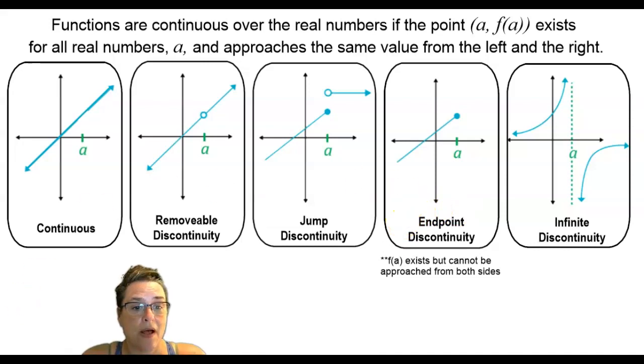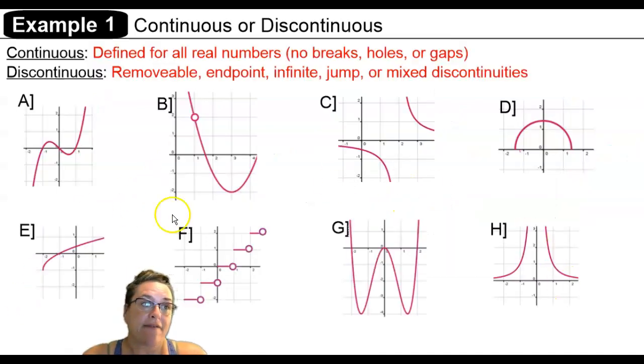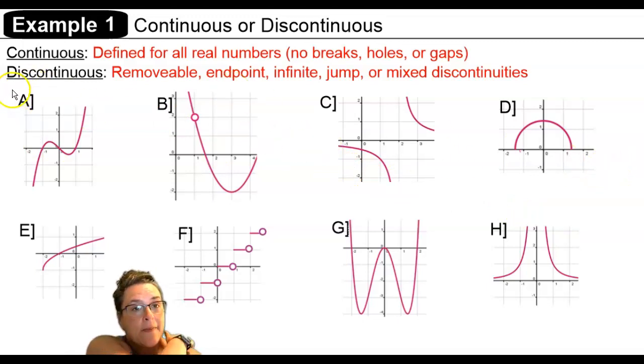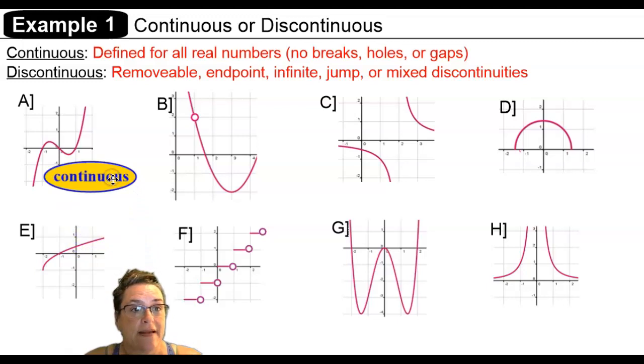In example 1, we have 8 graphs here. We're going to do the first 4 together. In example A, we have a polynomial here that is continuous over all real numbers, right? It's defined over the set of all real numbers. There are no breaks, no holes, and no gaps in this function. So we call that continuous. A continuous function over the real numbers means we could start at negative infinity and trace that curve the whole way up to positive infinity and never have to lift the pencil, right? That would be a continuous function.